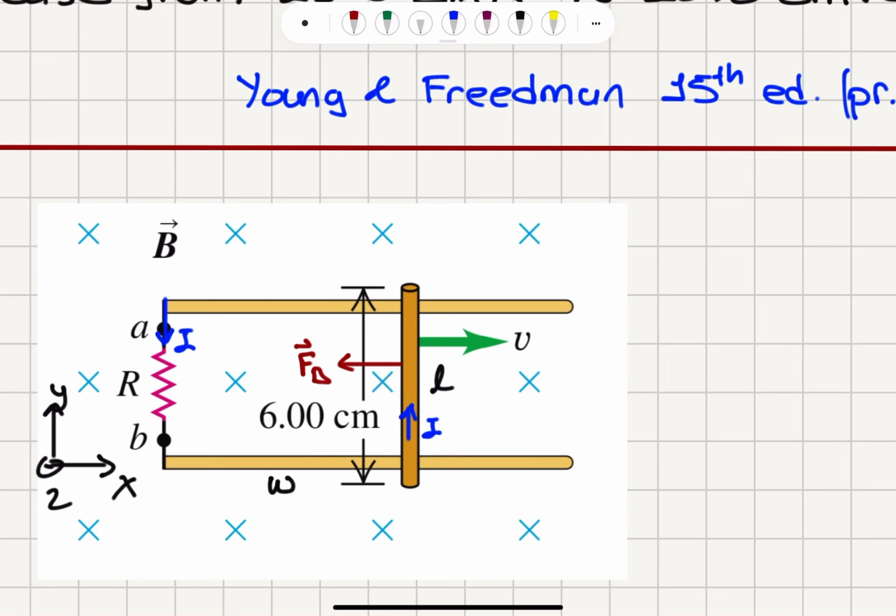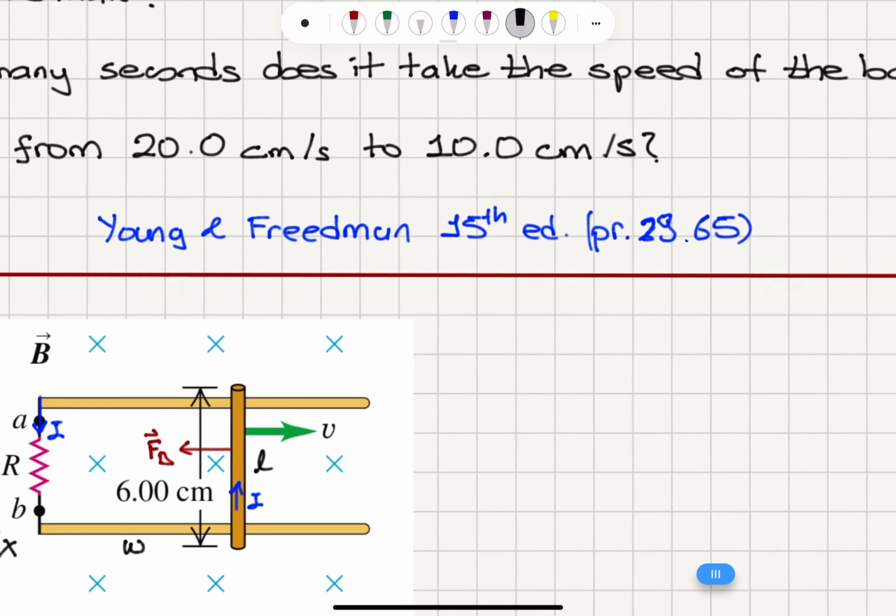Now this will create a magnetic force on this bar, I L cross B. So the L vector is in the direction of the current. Four fingers of the right hand point in the direction of the current and curl towards the magnetic field into the page. The thumb of the right hand points to the left, in the minus i-hat direction. So you can see this force is trying to slow down this bar. Okay, so this is our understanding.